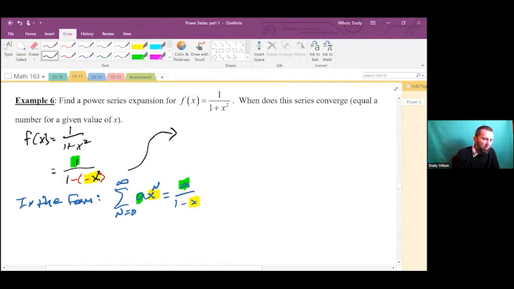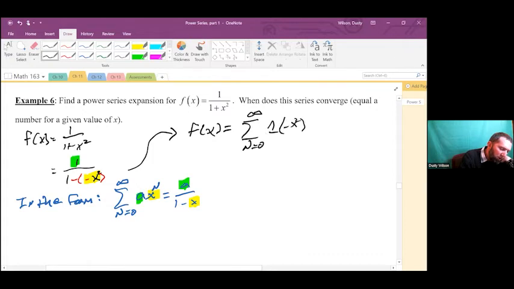that f of x equals the sum from n equals 0 to infinity of 1, that's our a, times negative x squared to the nth power, which could be written more succinctly as the sum from n equals 0 to infinity of negative 1 to the nth power times x to the 2n power.